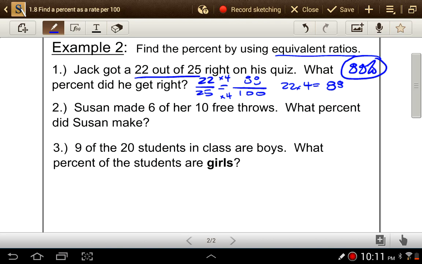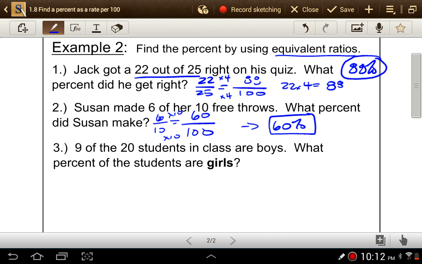Susan made 6 of her 10 free throws. What percent did she make? So she made 6 out of 10. So I'm going to convert that to out of 100. 10 times 10 is 100. So I do 6 times 10 on the top, which is 60. So my answer is 60%. She made 60% of her free throws.